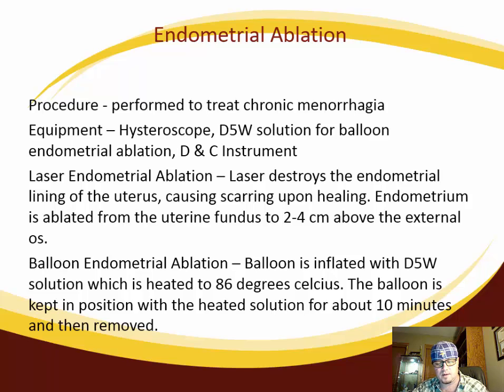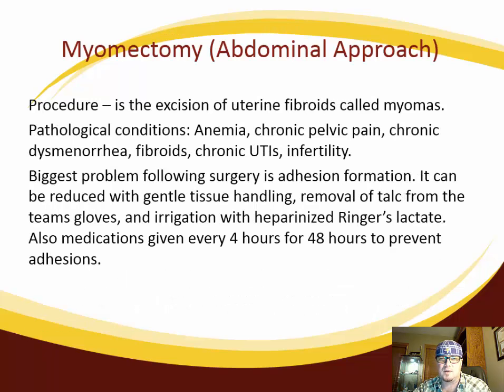Moving on to endometrial ablation. These are, again, for chronic bleeding, something we've got to treat. They'll laser out the endometrial lining of the uterus. It's going to do some scarring, but it's going to hopefully bring that bleeding under control. The balloon ablations you're going to probably see in clinical, those are kind of icky procedures, I think. They're filling a balloon and then they heat it up for a period of time, and often patients that are asleep will start moving from this because they can feel that. 86 degrees Celsius is pretty warm, especially for 10 minutes.